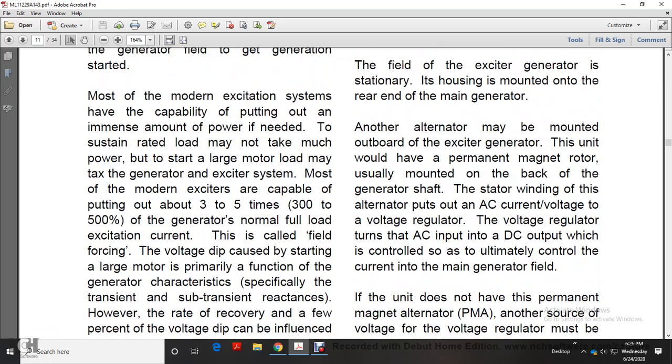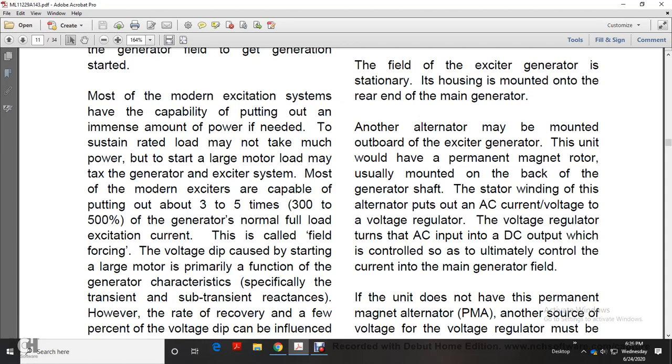Most modern excitation systems have the capability of putting out an immense amount of power if needed. The sustained rated load may not take much power, but starting a large motor load may tax the generator exciter system. Most modern exciters are capable of putting out 3 to 5 times, or 300 to 500%, of the generator's normal full load excitation current. This is called field forcing.